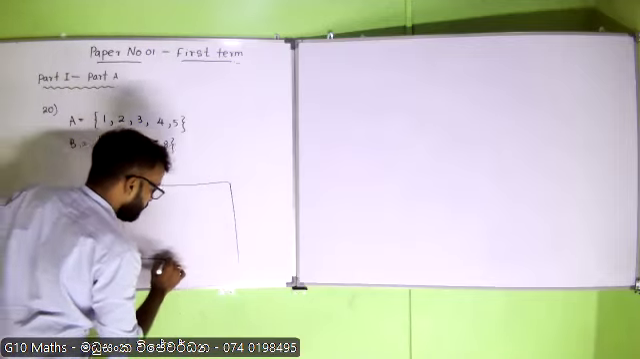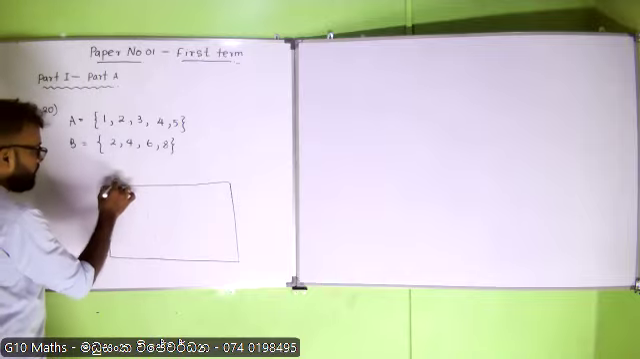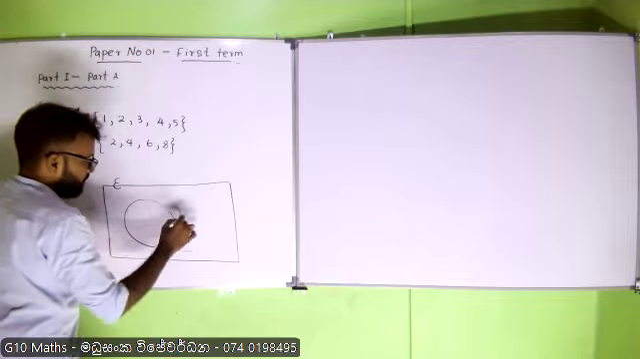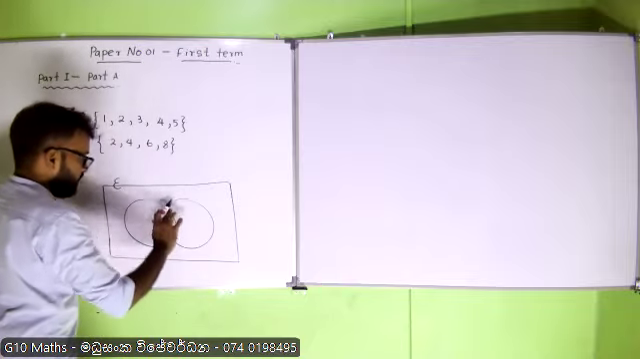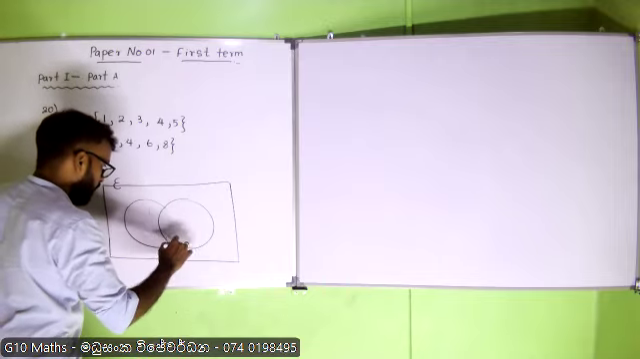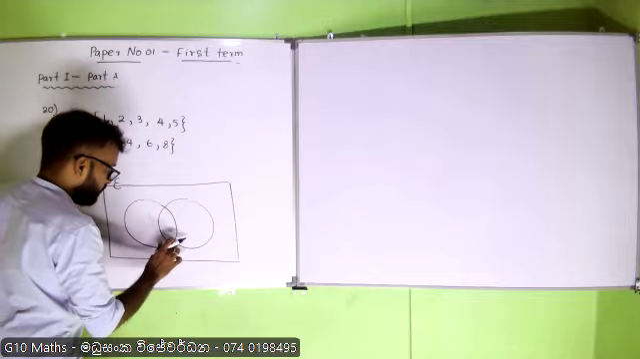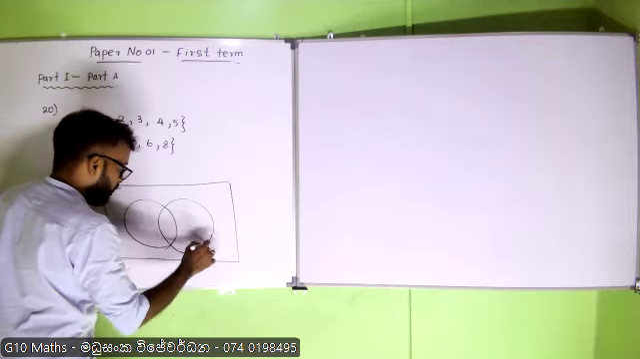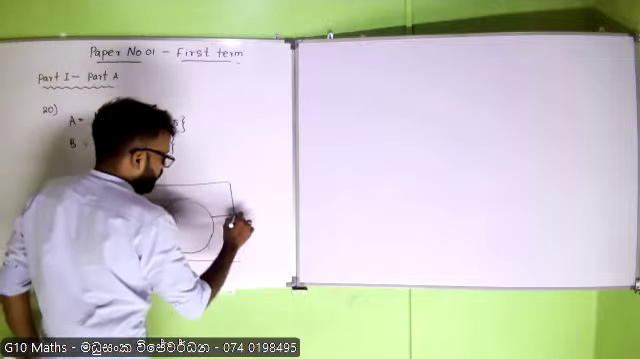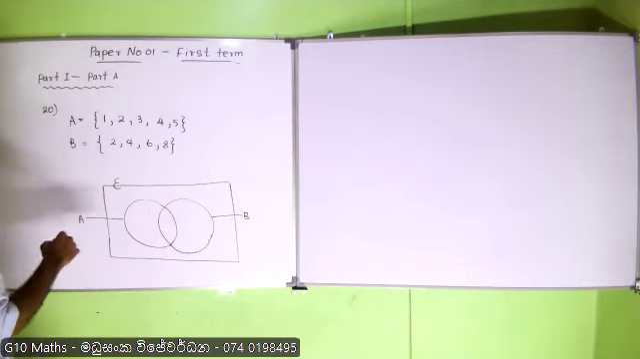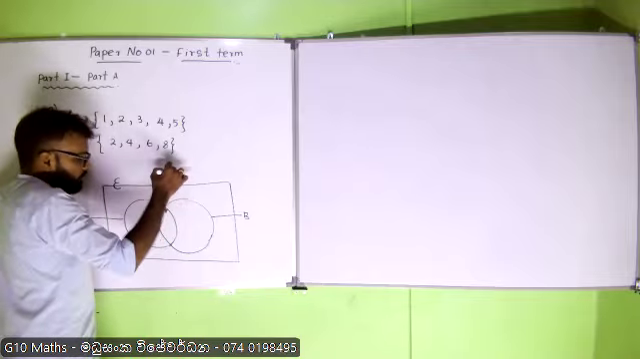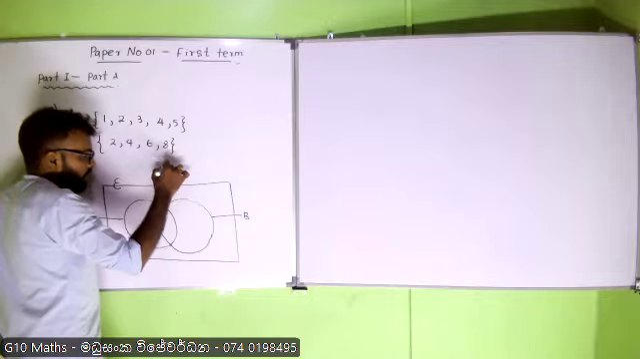And this is the universal set. It is called 5. And there are two sets called A and B. So this is A and this is B. You have to set the values inside this A and B. So you know this middle part is called intersection of A and B.